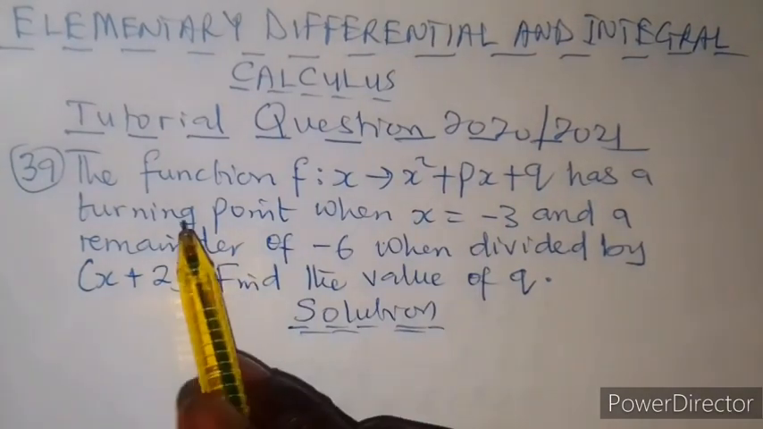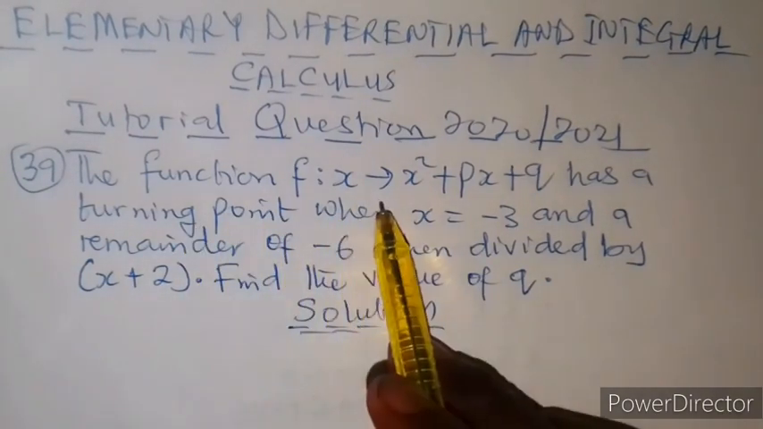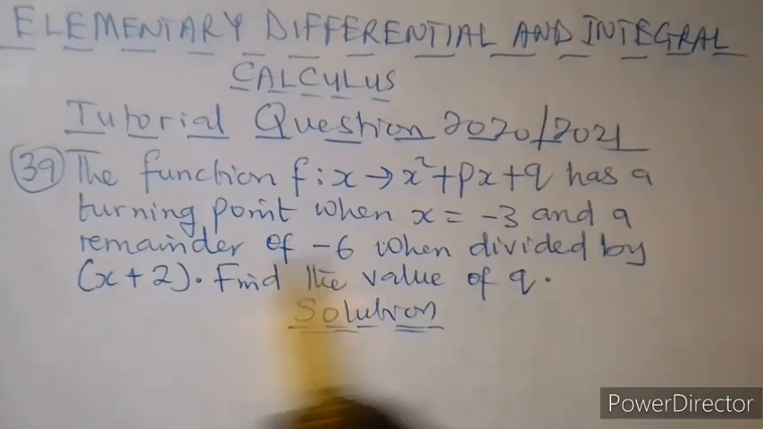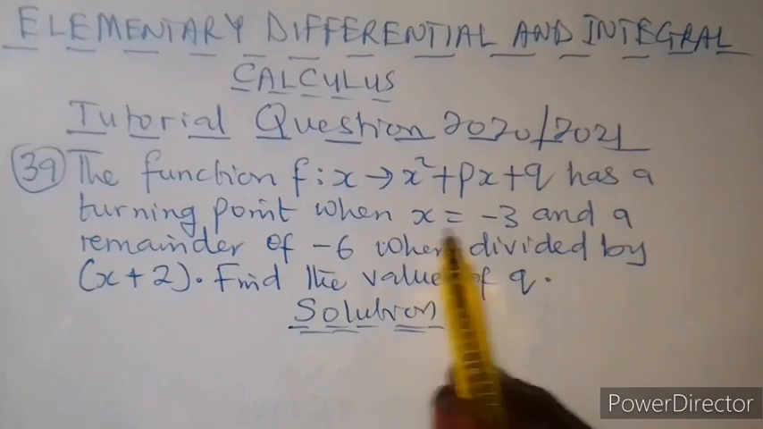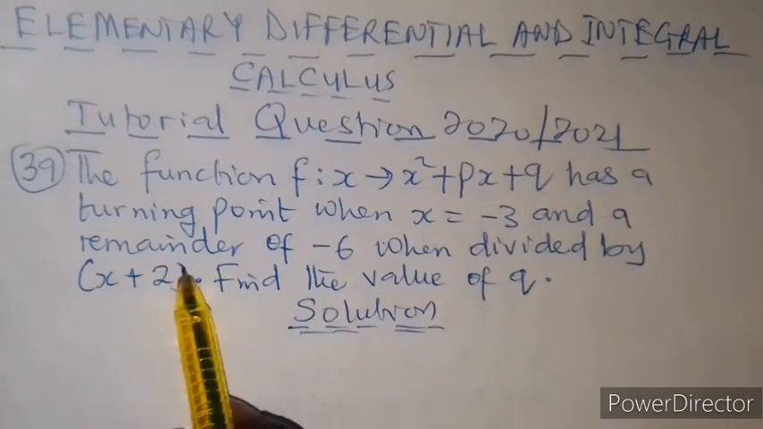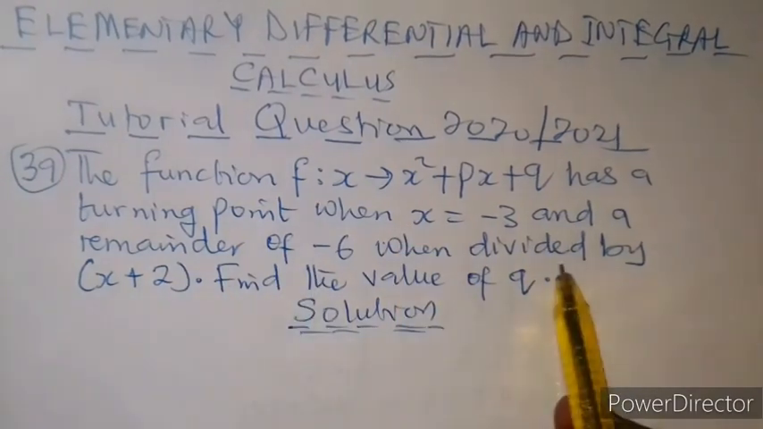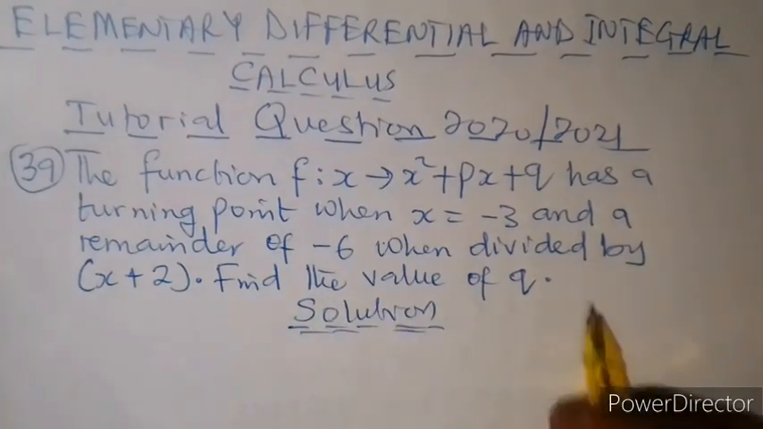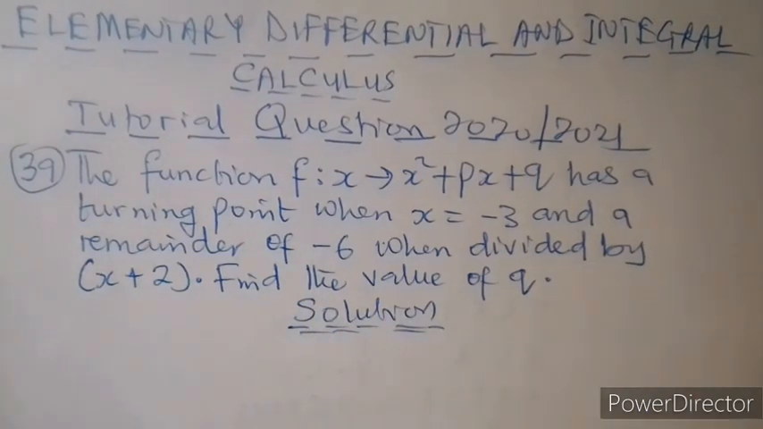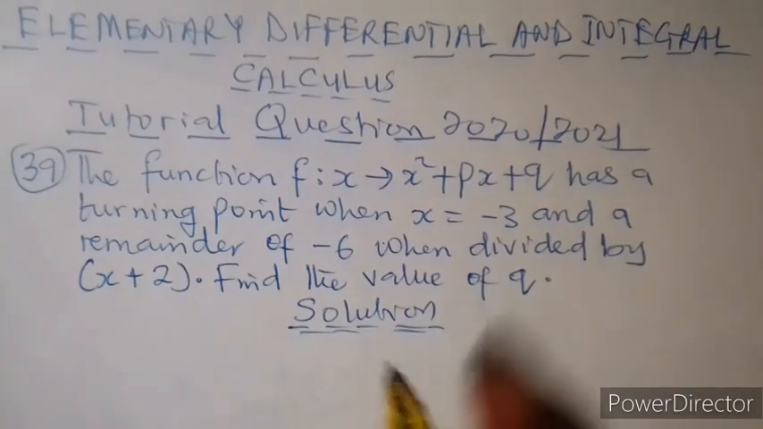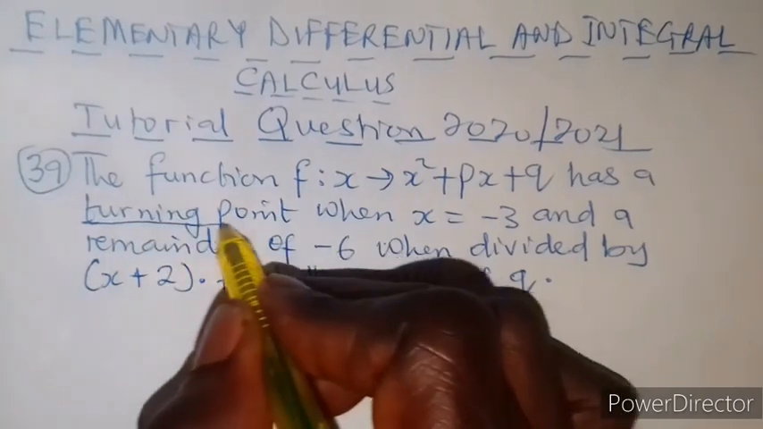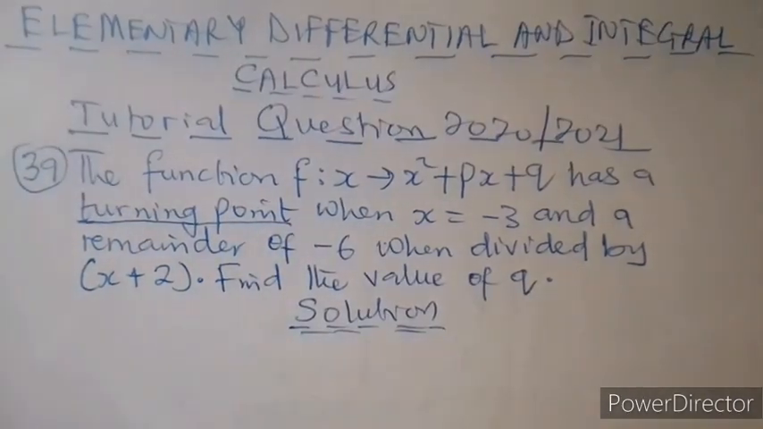The question reads: the function f of x equals x squared plus px plus q has a turning point when x equals minus 3 and a remainder of minus 6 when divided by x plus 2. We have to find the value of q. Now, for us to solve this problem, the first thing we are going to note is that we are dealing with a turning point.